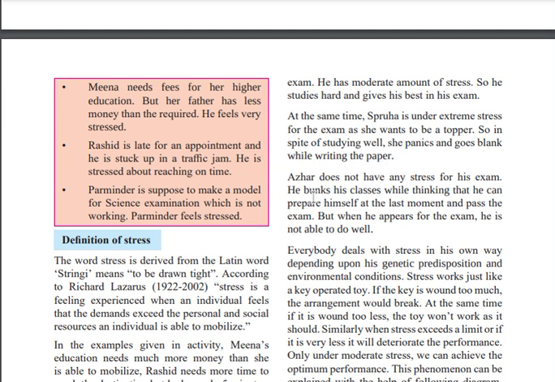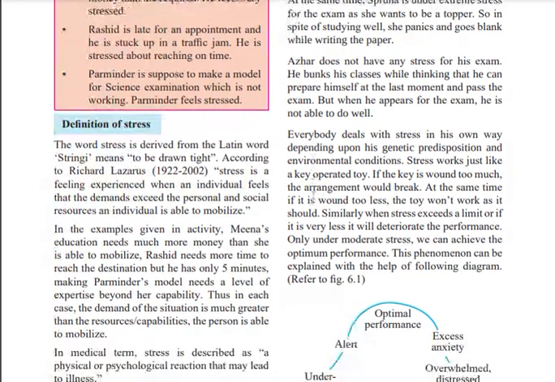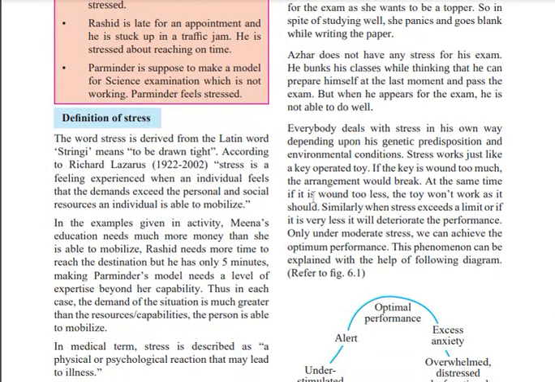So he studies hard to give his best in his exam. There is another girl under exam stress, and she wants to be a topper. In spite of studying well, she panics and goes blank while writing the paper. And in another case, Azir does not have any stress for his exam, and he bunks his classes thinking he can prepare at the last minute. But when he appears for the exam, he is not able to do it. So there are three types of people out there.